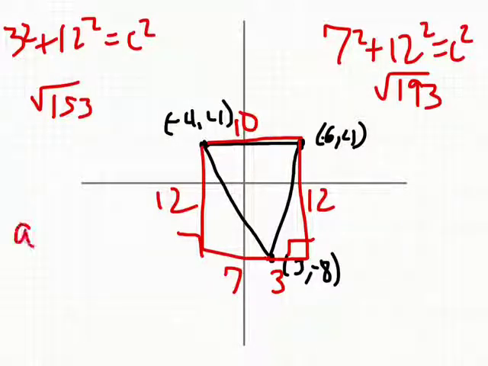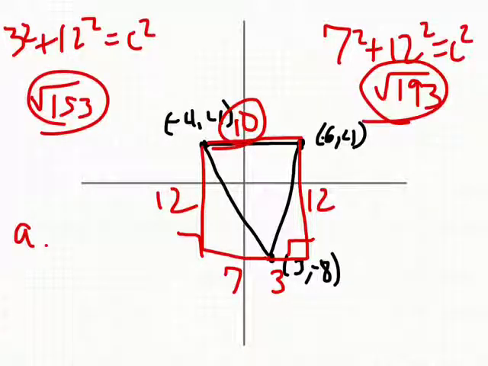So part A, classify it. Well, we had 10, and then these 2, none of those are equal to 10. They're not equal to each other, so they're all different. It's a scalene. If 2 were the same, you would have said isosceles. 3 the same, equilateral.